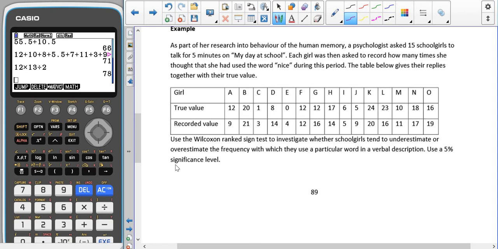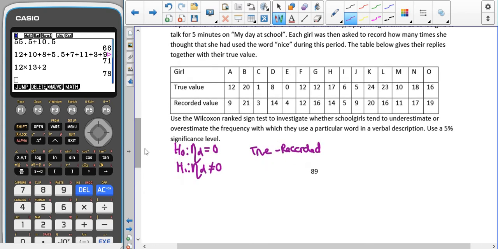So because it hasn't designated one or the other, that tells us that we are doing a two-tailed test. We're seeing if it's an under or over, we're not seeing if it's one way or the other. I'm still going to write down which way I'm doing my takeaway, just so that the examiner can be aware that I'm doing it this way round.